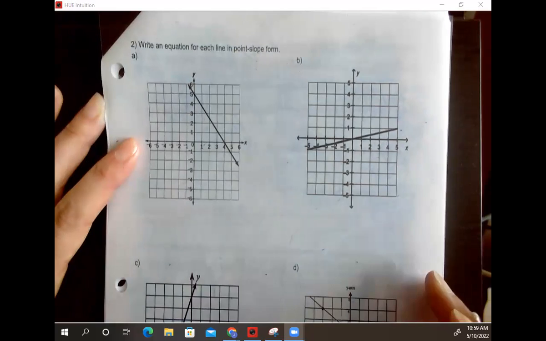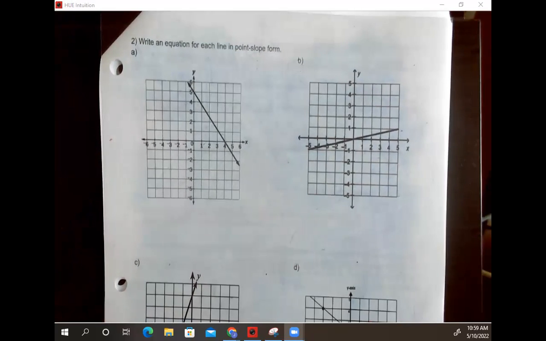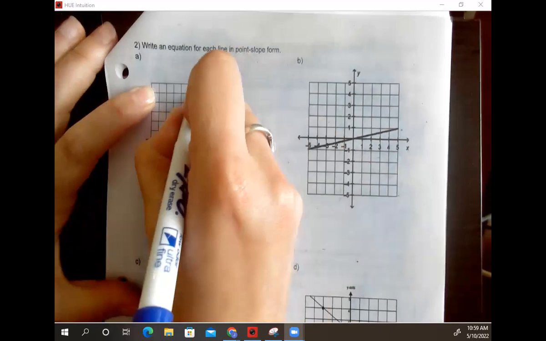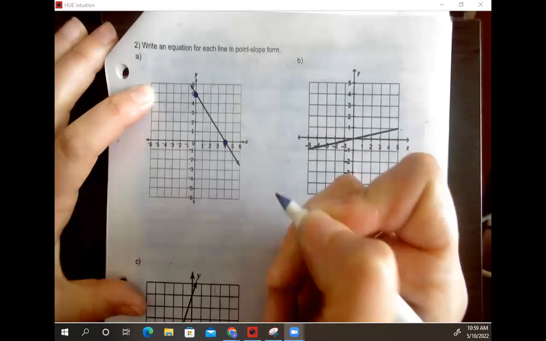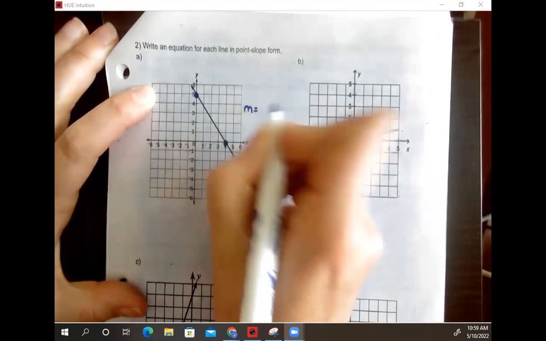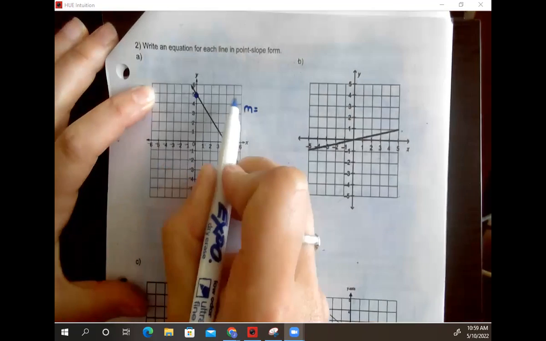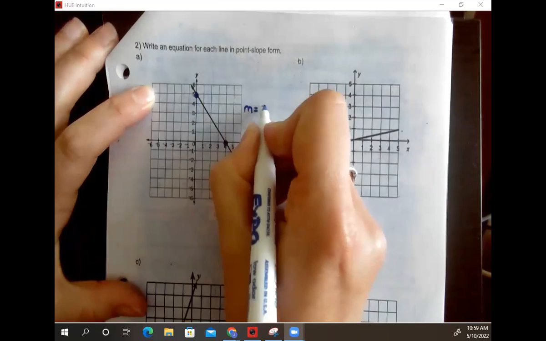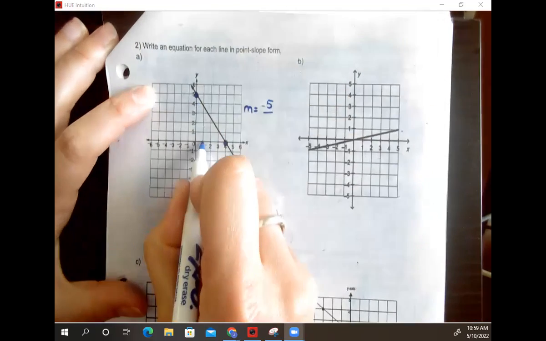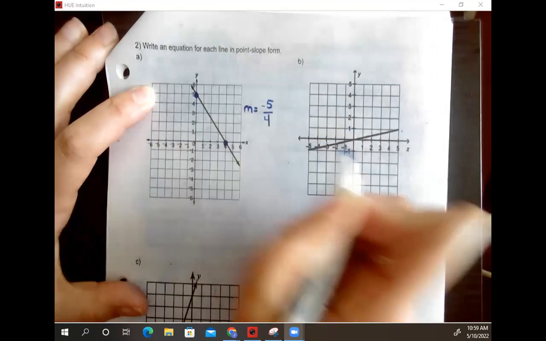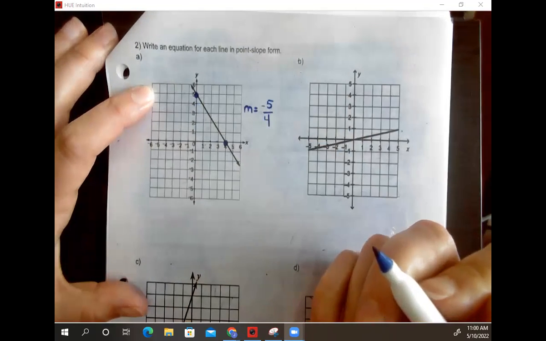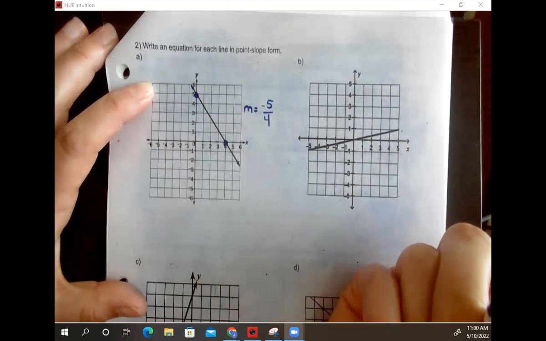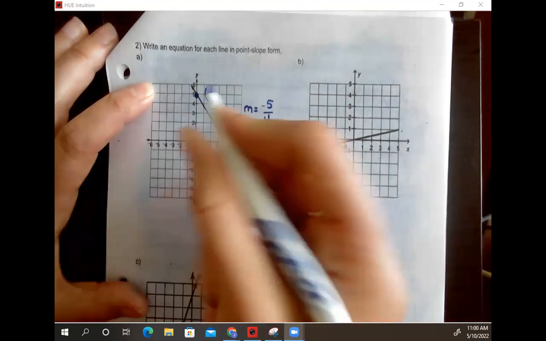So I'm going to start by identifying, we'll find 2 points on our line because we need to find the slope between our points. So for A, I've got a point here and a point here. If I count my slope between them, I'm going always from left to right. So I would have to go down 1, 2, 3, 4, 5. That'd be -5. And over 1, 2, 3, 4. So my slope is -5/4. And then I have 2 points to choose from. So I'm going to write both equations. Remember, for point slope form, you can pick any point that's on your line.